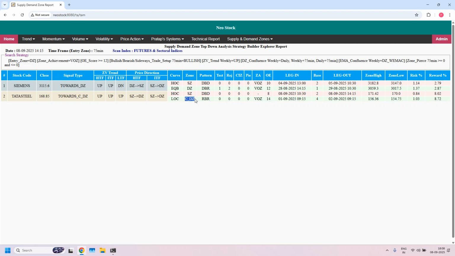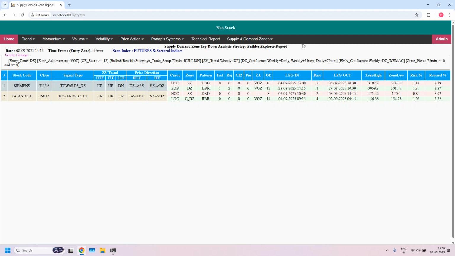That way these two 75 minutes demand zones might have a higher probability of success, provided less than 20 checklist items are satisfied. Otherwise, there are higher chances of zone violation. Okay, this is a bullish trade setup for a weekly income trade.